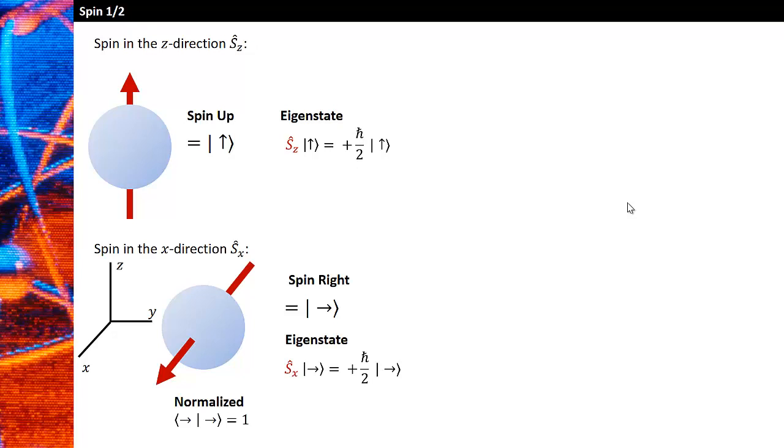We've talked about spin in the z direction, and we saw that we could have spin up and spin down states, and that the spin was quantized in units of h bar over 2. Let's now talk about spin in the x direction, in another direction.